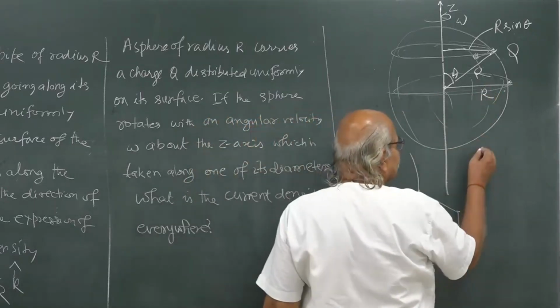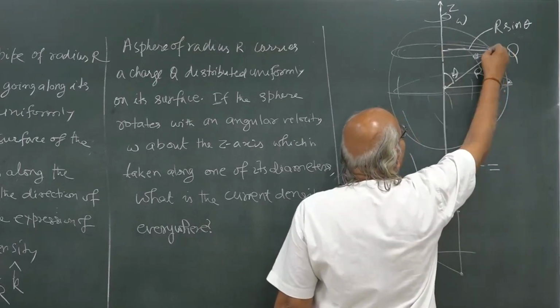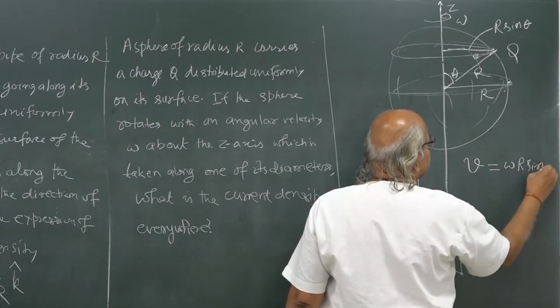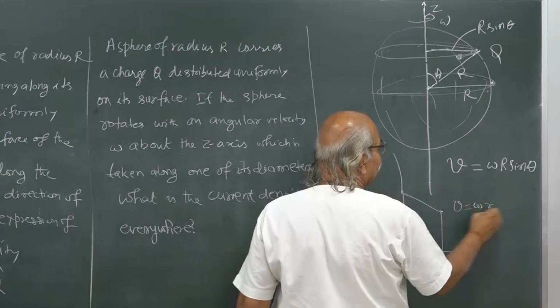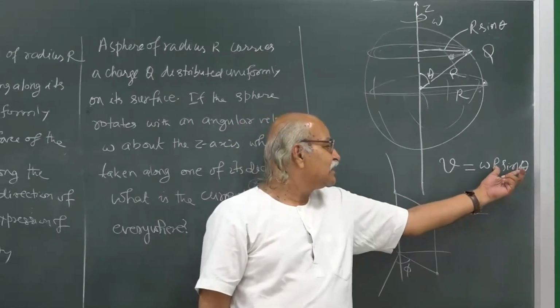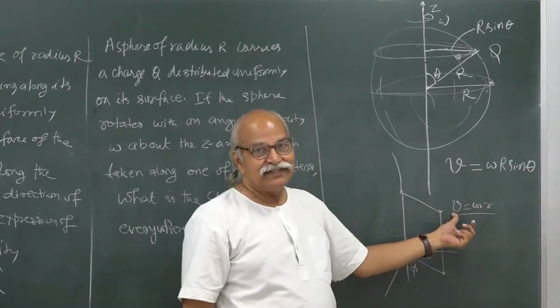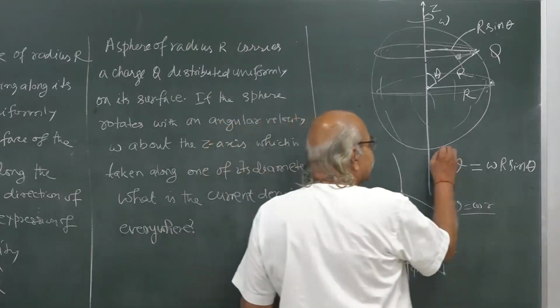So the velocity is omega times the radius, which is r sin theta. Right? Your formula is v equal to omega r, where this is the radius of the circle. Multiply the radius of the circle by the angular velocity, and you get the linear velocity v. And in what direction? In the phi cap direction.